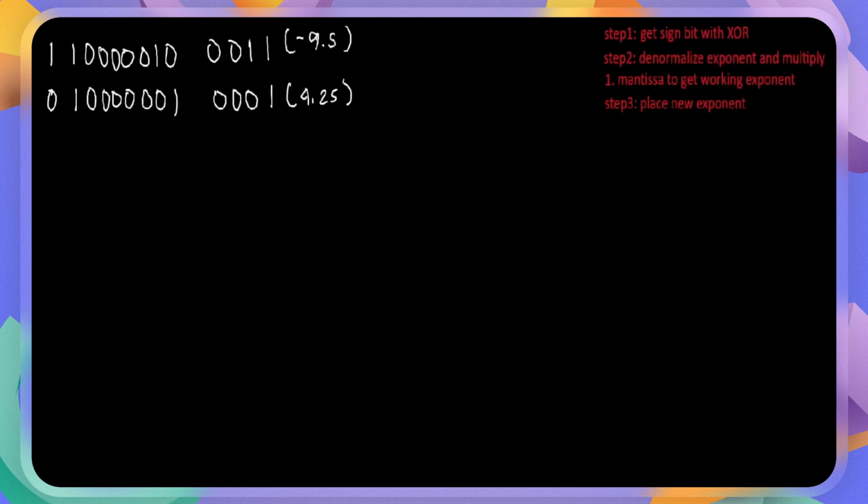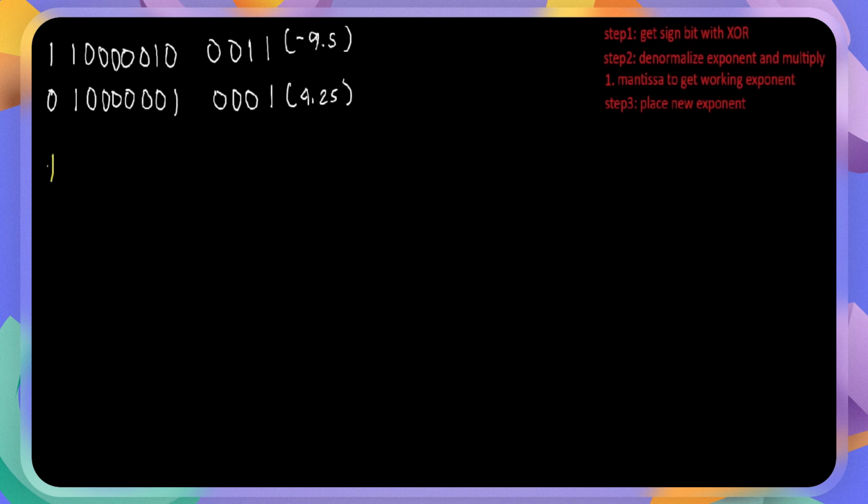So first, we get the sign bit. XOR. We have a 1 and a 0. 1 XOR 0 is going to be 1. So our sign bit is going to be 1. You can think of it this way. If you multiply anything with a negative number, it's always going to be negative, right? Same goes here in floating point. So 1 and a 0 make a 1. If it was 2 1s, then it would be a 0. If it was 2 zeros, then it would still be a 0.